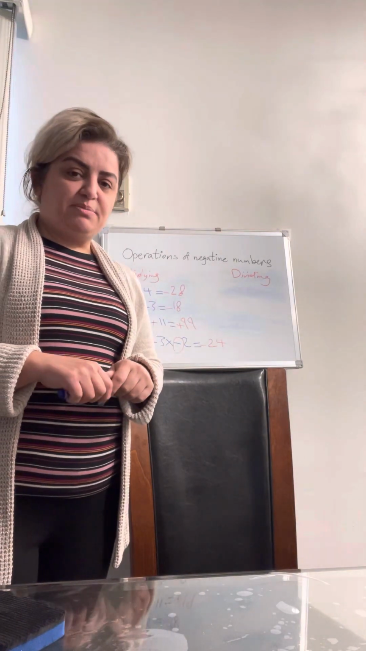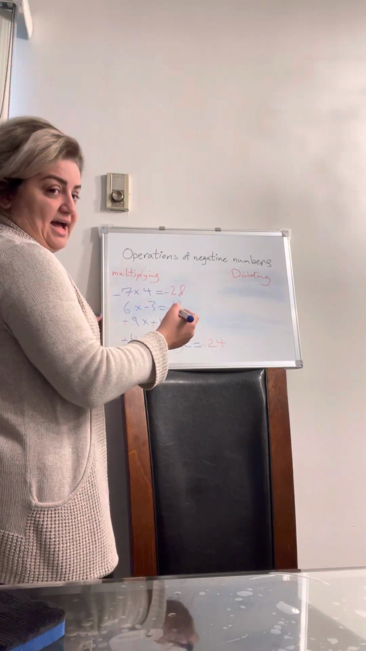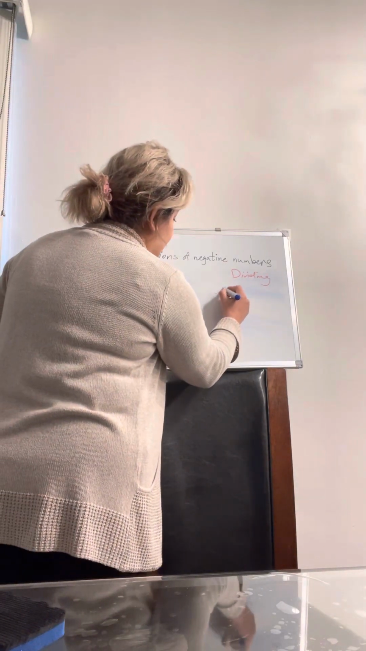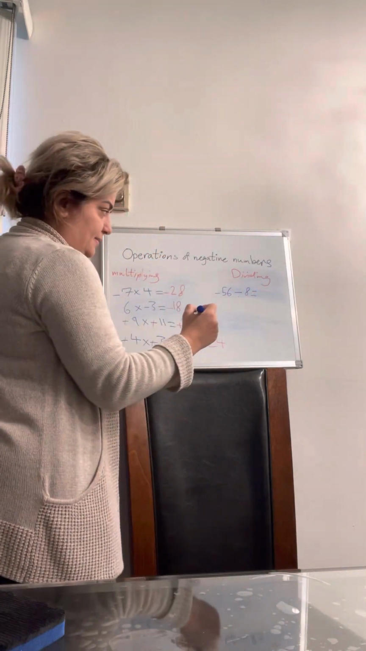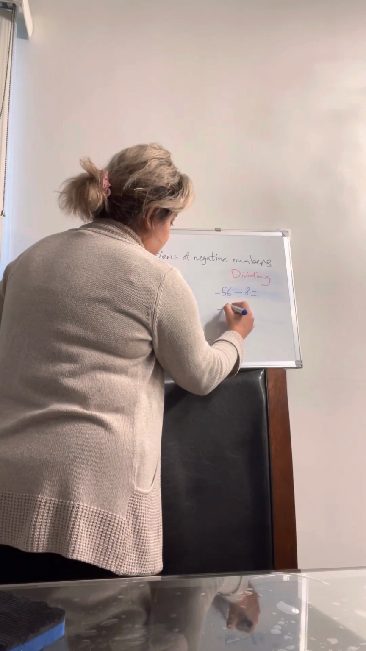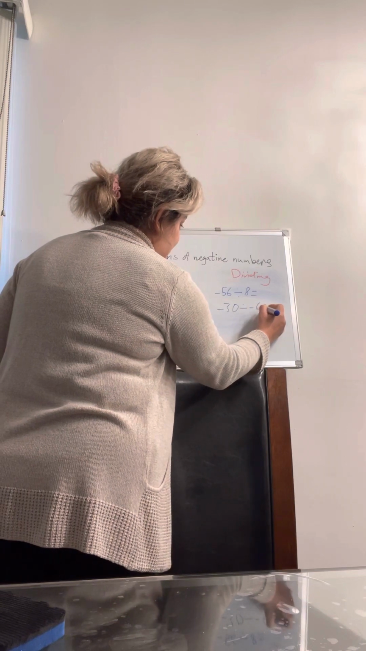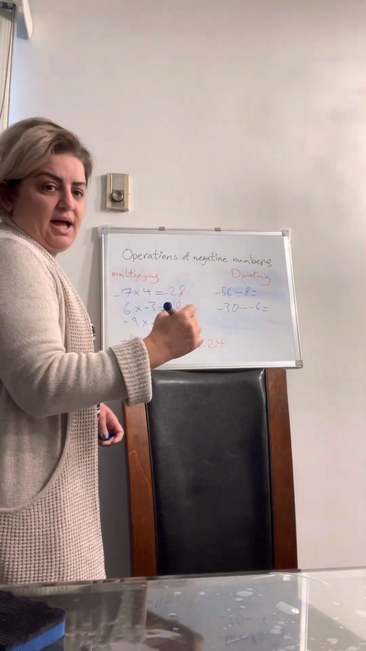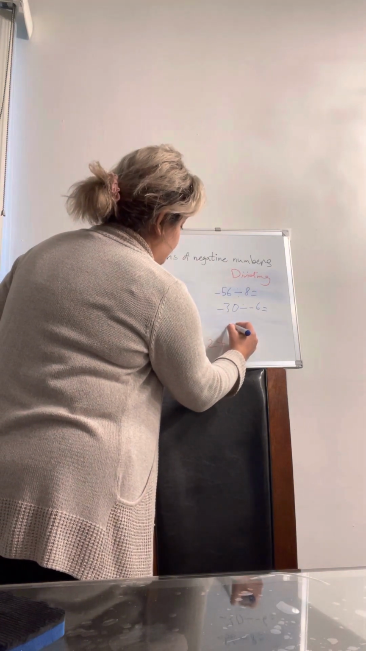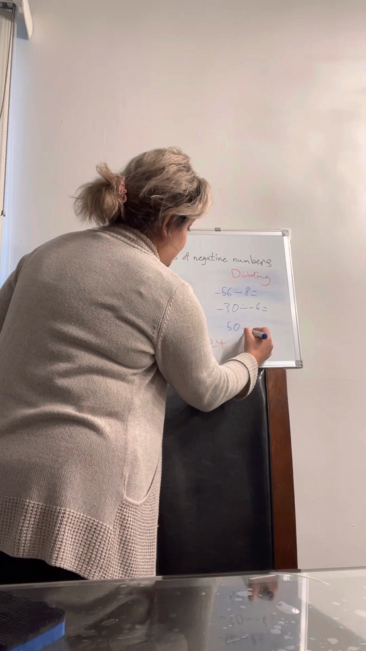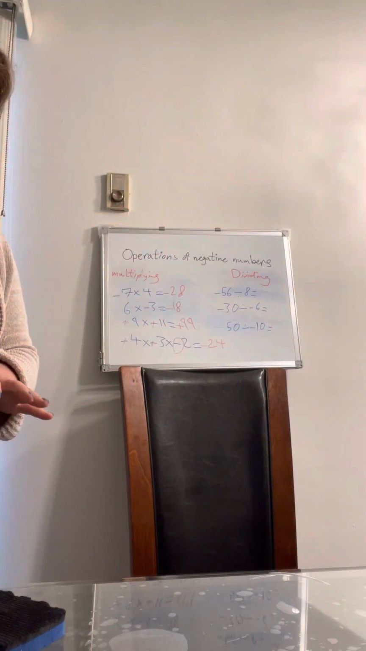And now it is time for dividing. I bring the examples for dividing and then describe how to find the answers. Negative 56 divided by 8. Negative 30 divided by negative 6. And 50 divided by negative 10. Okay, these are my examples.